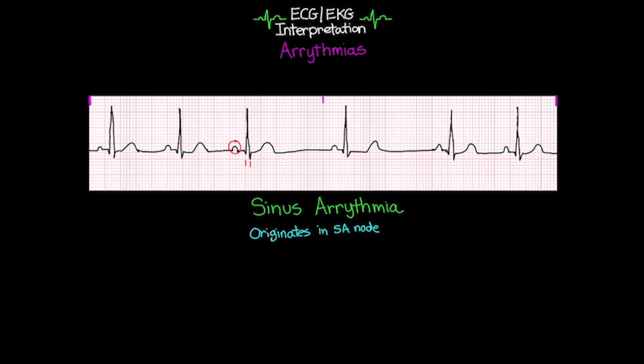And in fact, if we count out our rhythm here using the 6-second method, which we talked about in the previous lesson, we see that we have 1, 2, 3, 4, 5, 6 beats here, and therefore we can estimate our patient's heart rate to be 60 beats per minute.